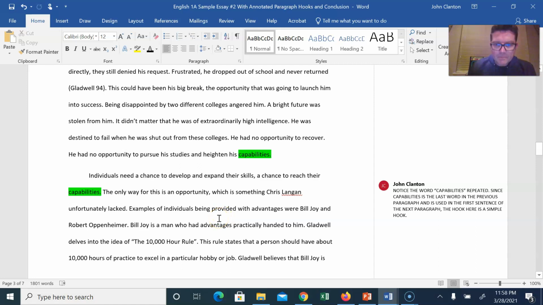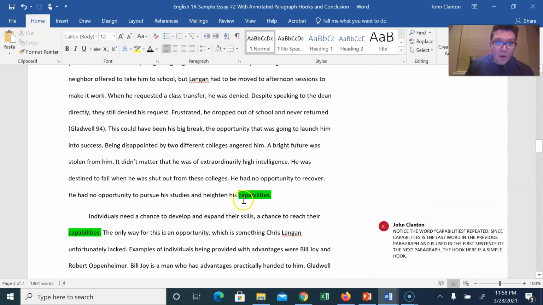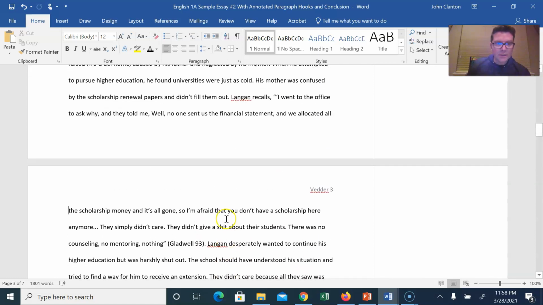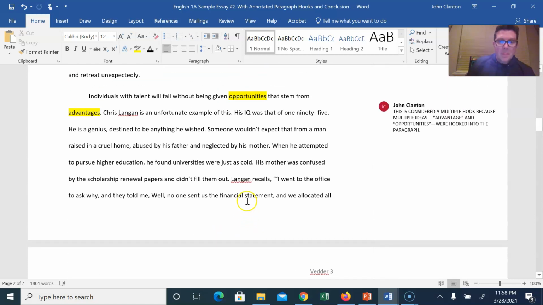Remember, the idea is you're taking this last word, right, as a point of departure to introduce the new idea. These paragraphs are similar, but they are different. This one here basically proves that if you don't have an opportunity, you are going to fail, right?